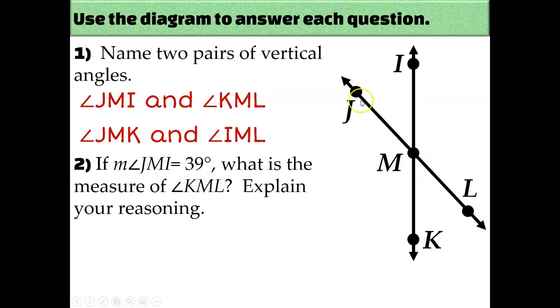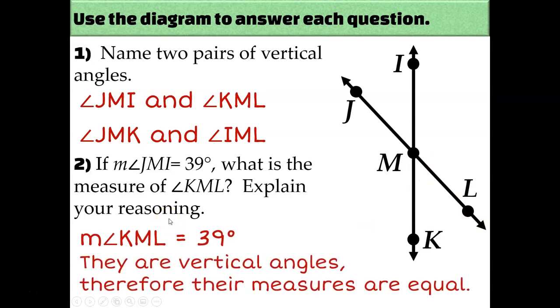Okay, well if I know the measure of angle JMI is 39 degrees, then what's the measure of angle KML? Also 39 degrees. Since they're vertical angles, their measures must be equal.